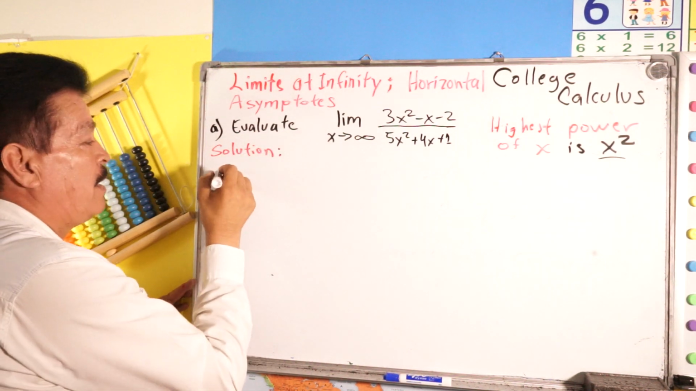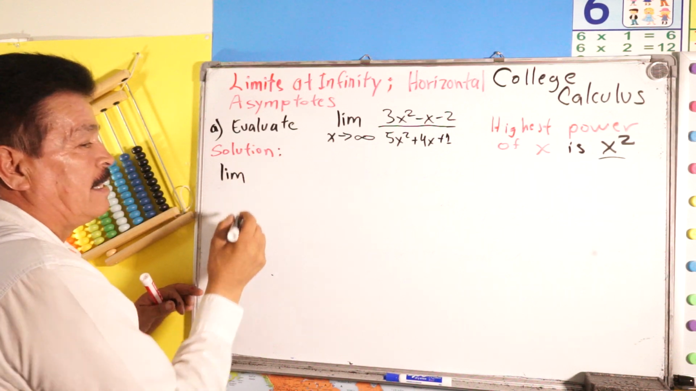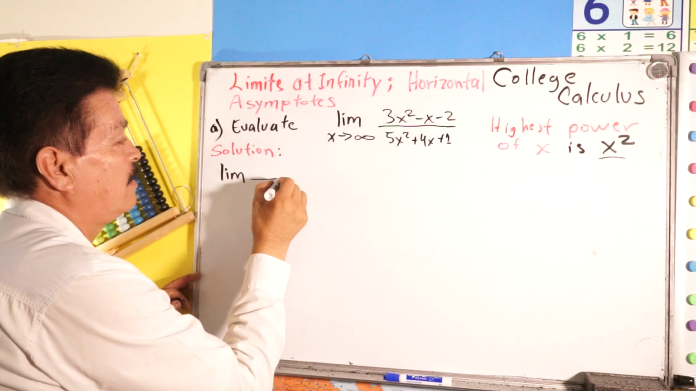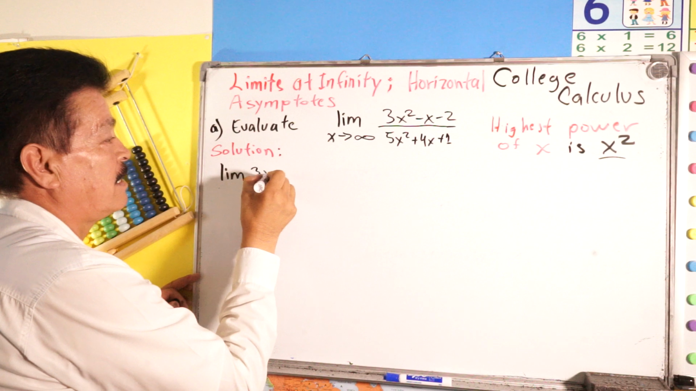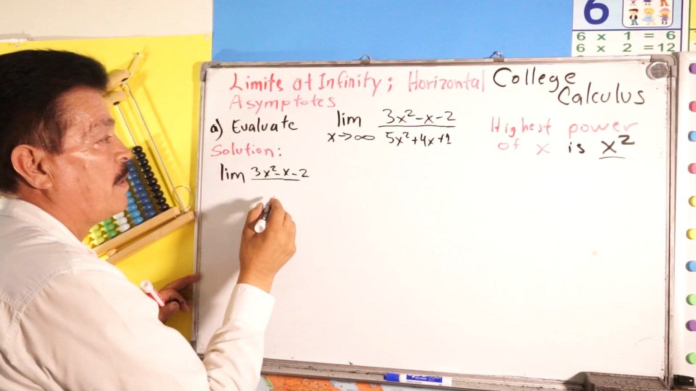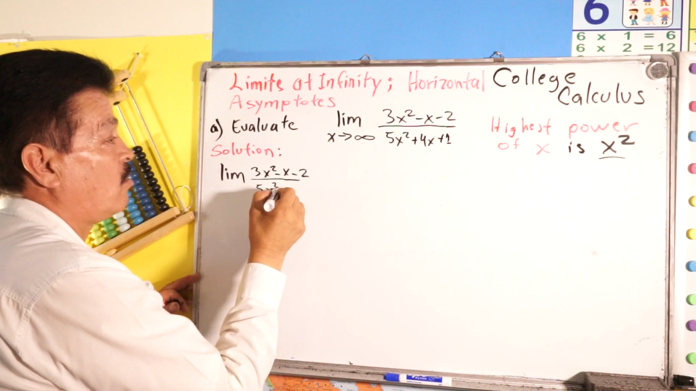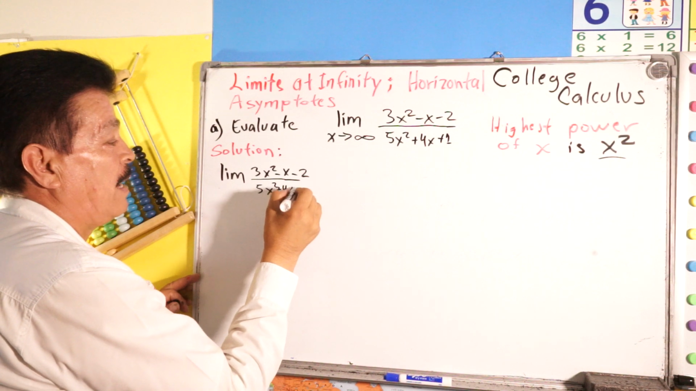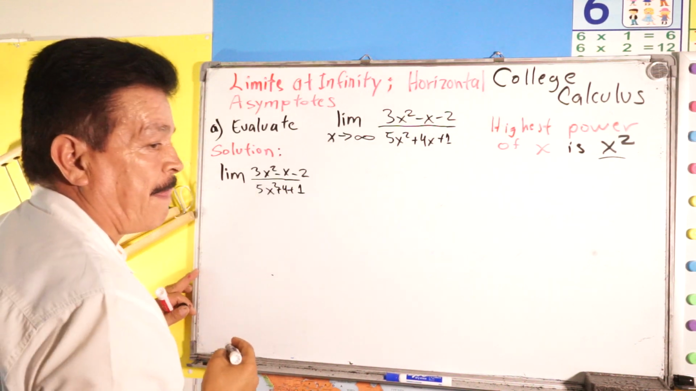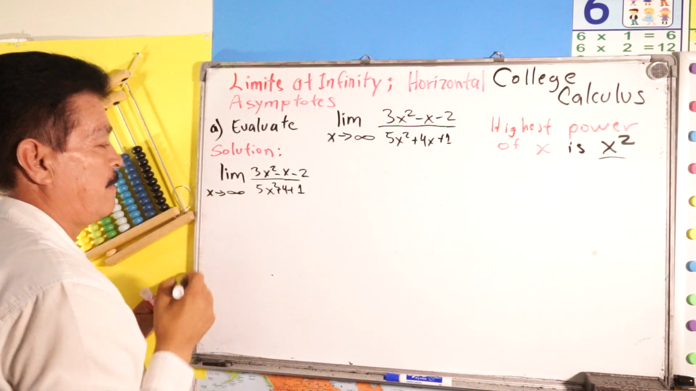In the solution, the first step is to write the limit of 3x² − x − 2 divided by 5x² + 4x + 1 when x approaches infinity.